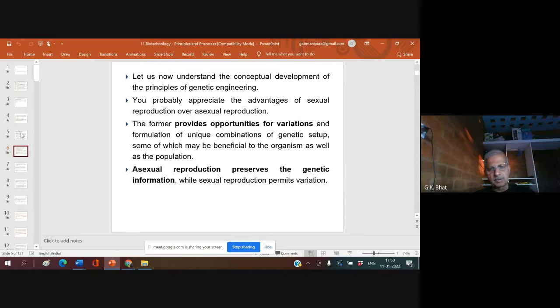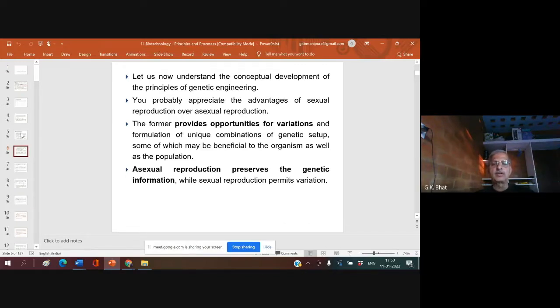So asexual reproduction preserves the genetic information. What do you mean by that? Sexual reproduction permits variation. You have already heard that variation is because of crossing over taking place during gametogenesis. In sexual reproduction, we come across variation because sexual reproduction invariably involves meiosis, wherein we come across crossing over and recombination of the genes.